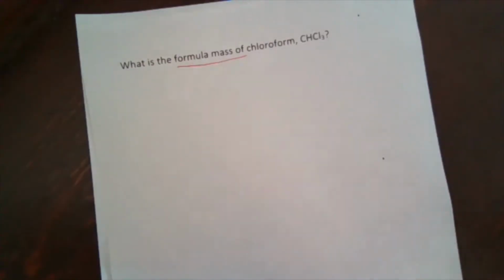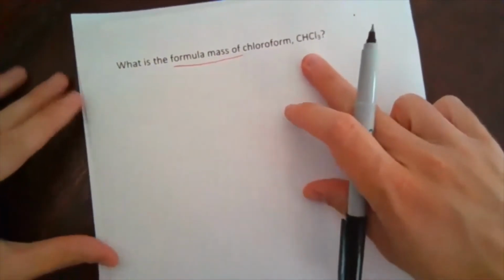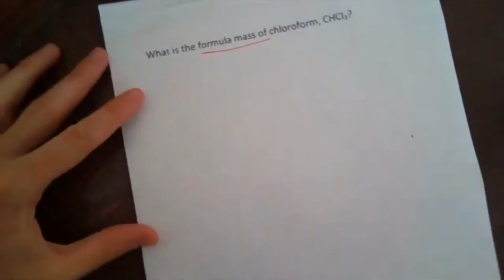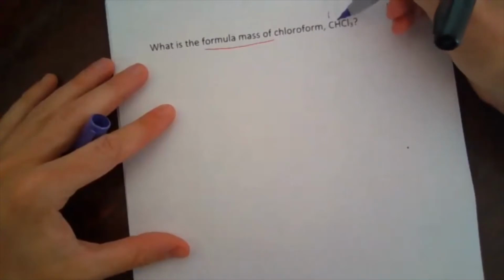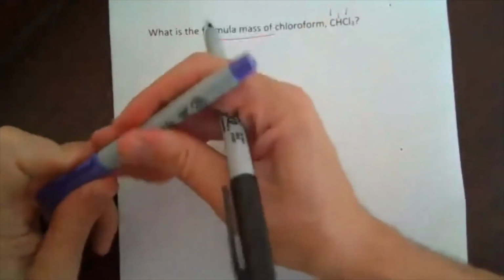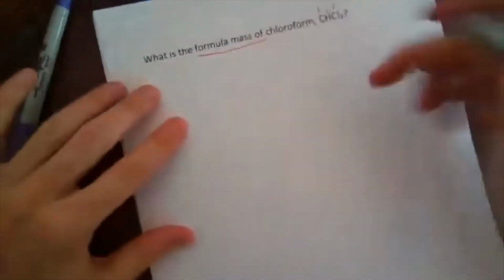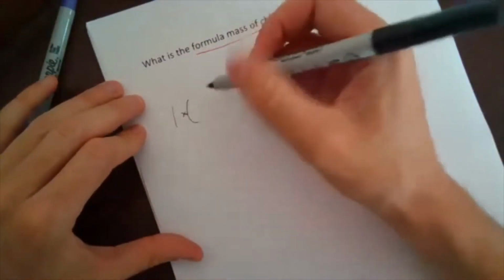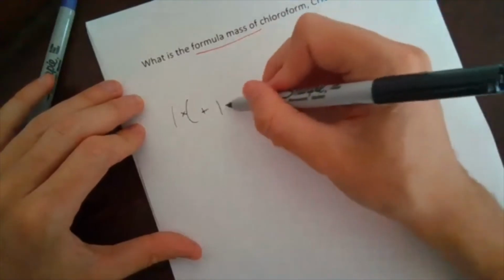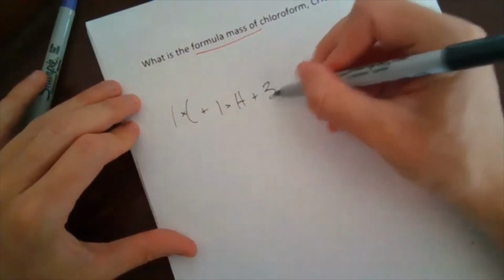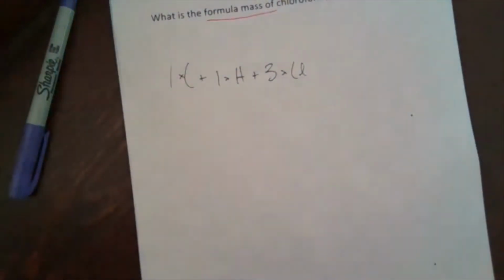What is the formula mass of chloroform, which is CHCl3? So computing the formula mass of a compound is just a matter of taking that formula and using the periodic table. When we look at CHCl3, we want to parse out what types of atoms we have and how many of each. So you can see 3 types of atoms. I have C, H, and Cl. And then I have 1 of the C's, 1 of the H's, and 3 of the Cl's. So this calculation is going to be 1 times whatever carbon is, plus 1 times whatever hydrogen is, plus 3 times whatever chlorine is.